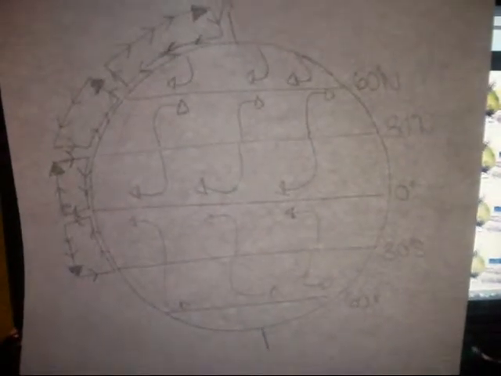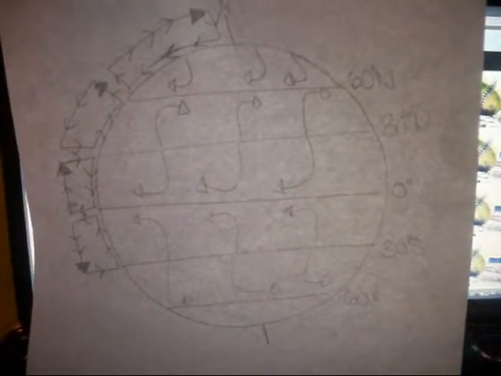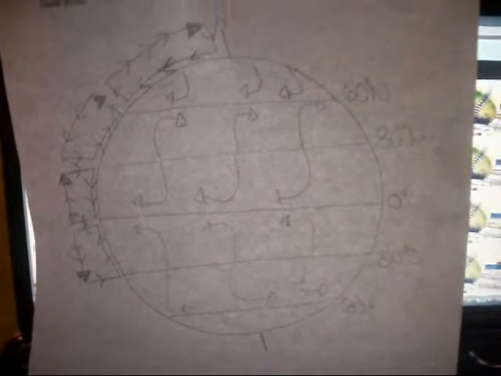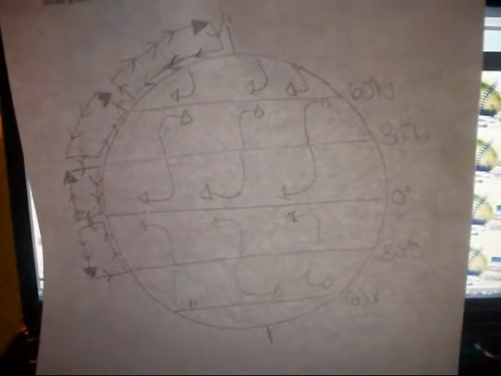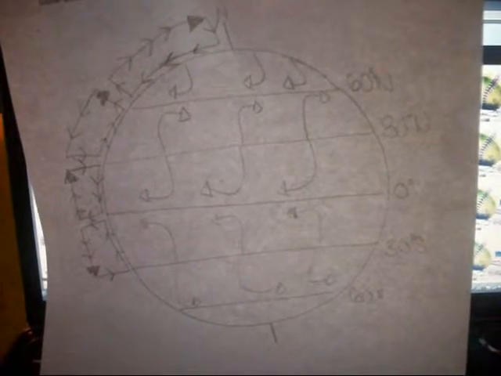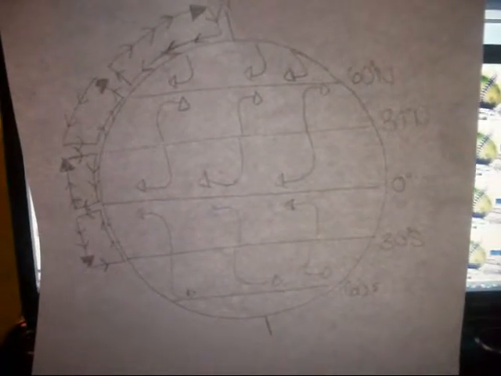These are global winds. Obviously, this picture explains most of it. At 60 degrees north, the wind flows upward. At 30 degrees north, the wind flows downward. And at the equator, it flows up. It's just a big cycle.